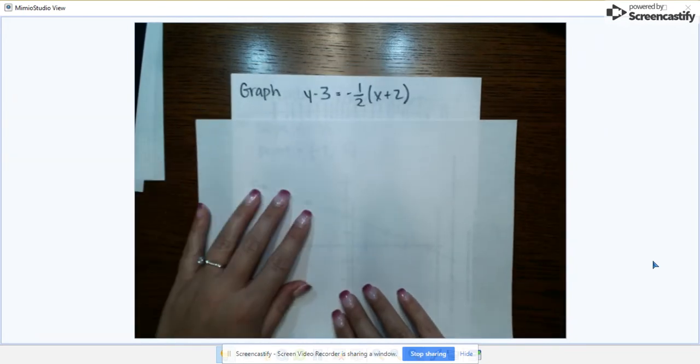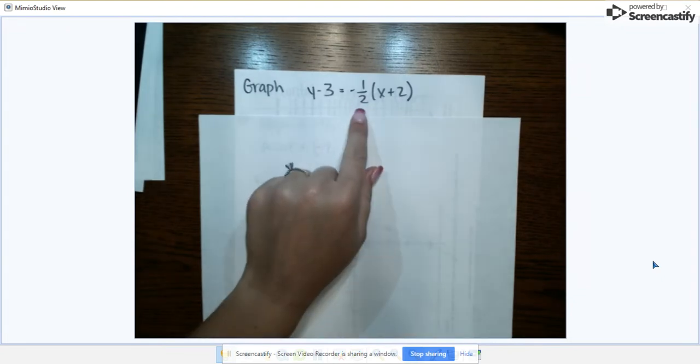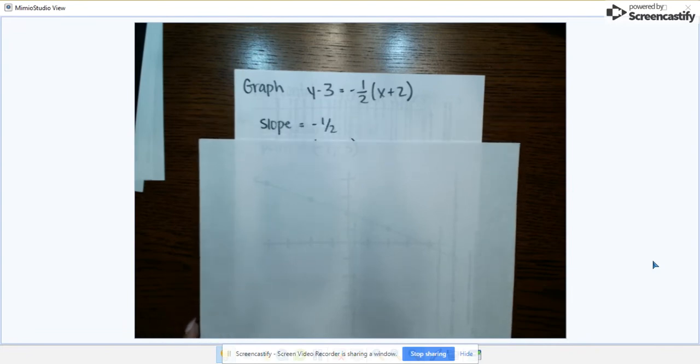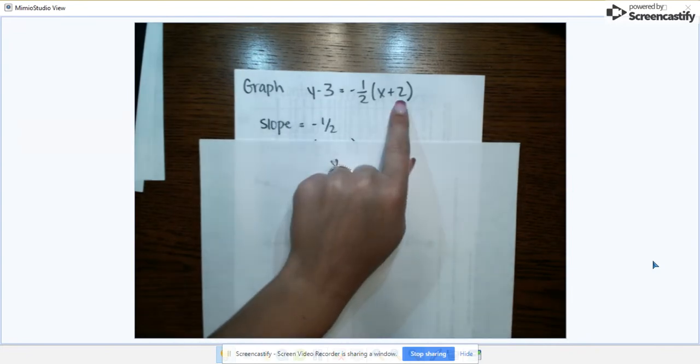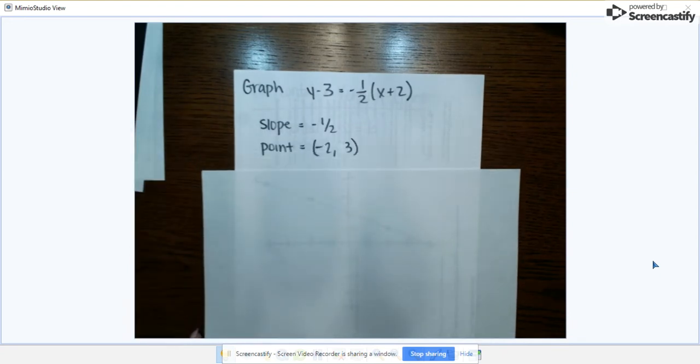Okay, sometimes we'll be given point-slope form. And remember, in point-slope, we're given a point and a slope. So the easiest to figure out is, what is our slope? Well, that's negative 1/2. And then the point that this line goes through is (negative 2, 3). And we're going to use those pieces of information to graph.